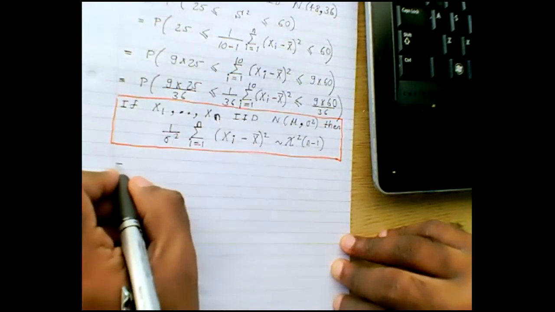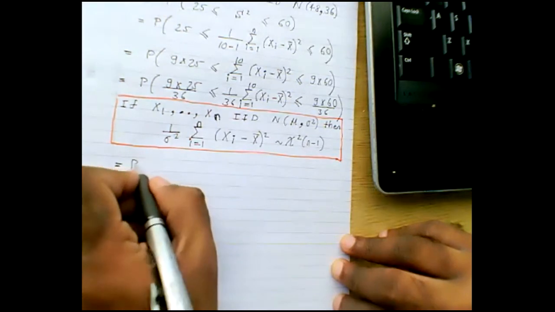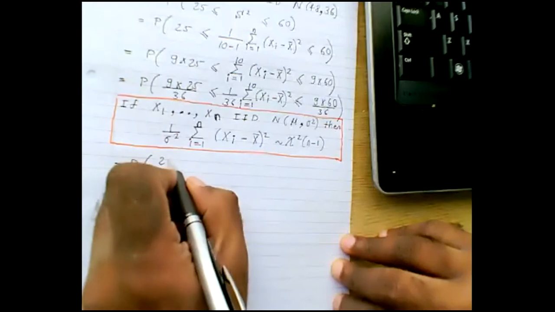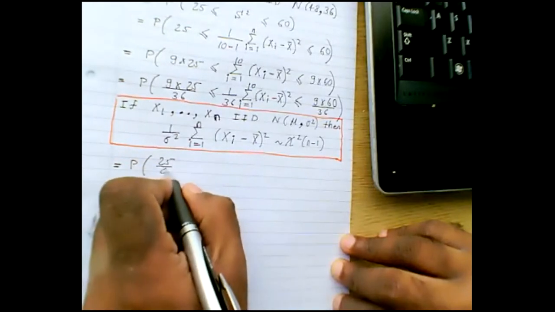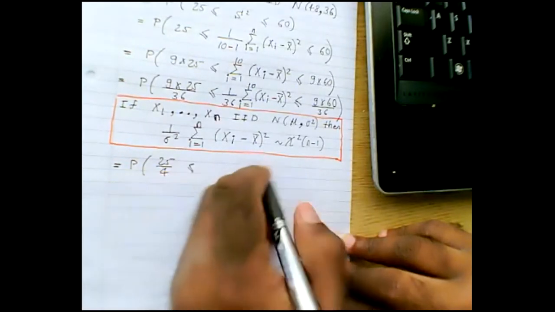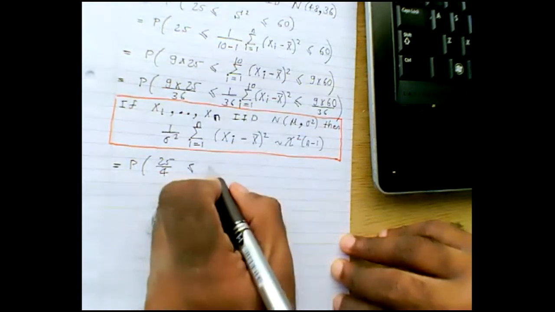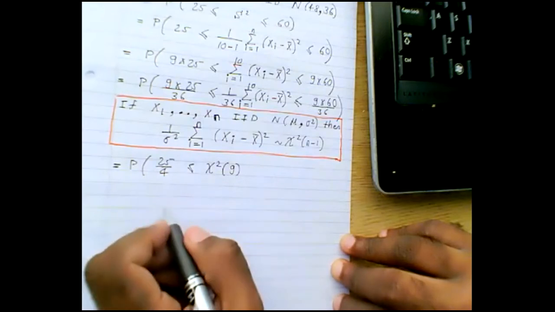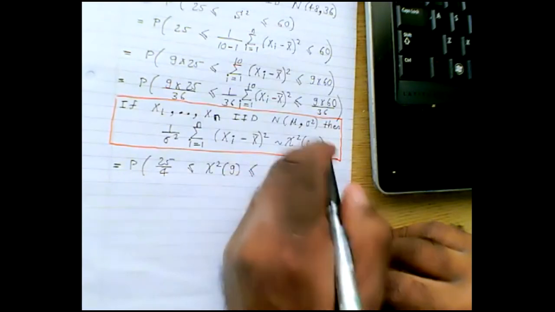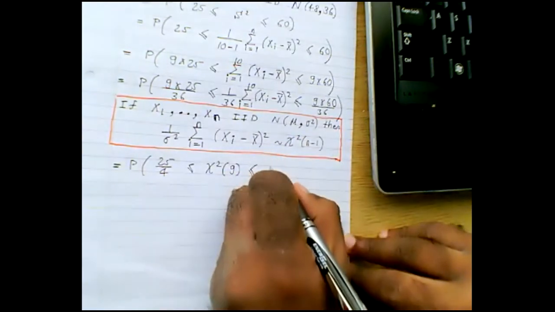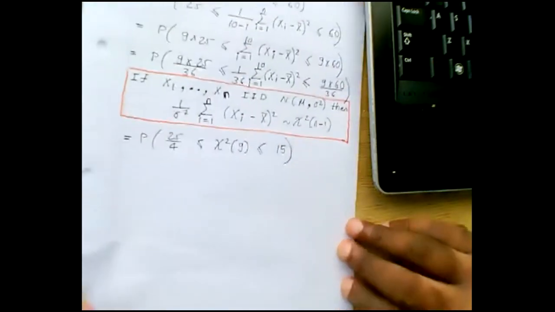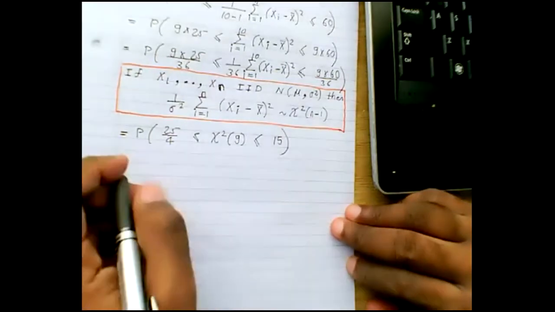All right, so using this result, this one you can simplify to 25 divided by 4. And using this result, this guy will become chi-squared with 9 degrees of freedom. And this one simplifies to 15. All right. You see that? Yeah.